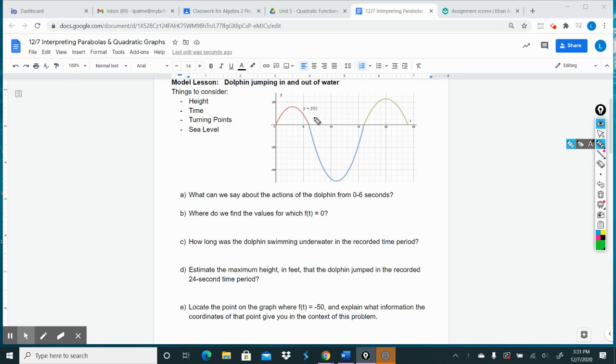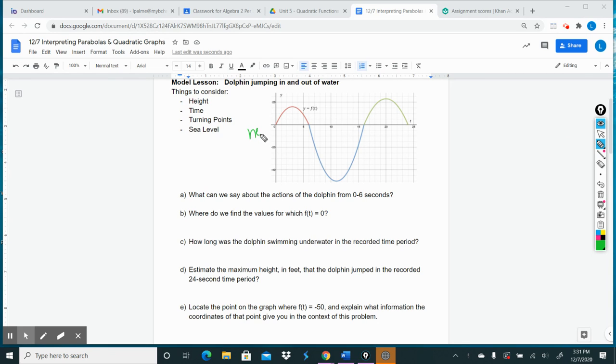Okay, today's lesson is all about interpreting parabolas and quadratic graphs. So picture a dolphin jumping in and out of the water. This graph represents the dolphin jumping out of the water, then back in the water. The dolphin is under the water and then turns back around and jumps out of the water and back in the water. Okay, so things to consider would be the height.